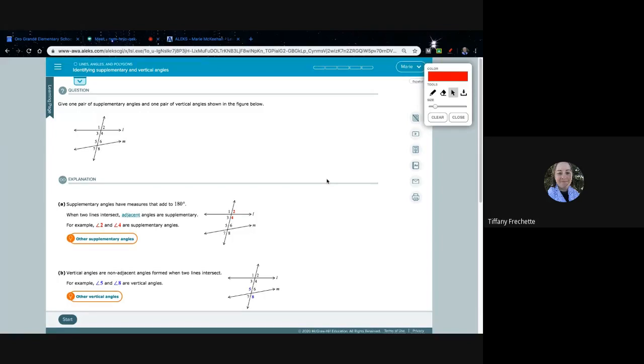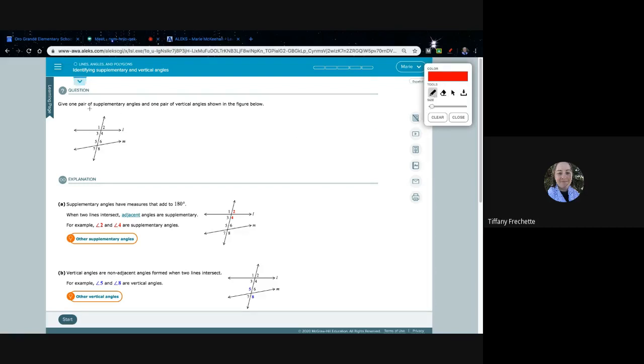Identifying supplementary and vertical angles. Given one pair of supplementary angles and one pair of vertical angles shown in the figure below. So they give us this figure and they want us to identify some pieces here. So I'm going to use my pen. I'm going to show you.